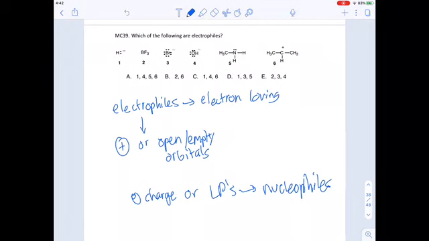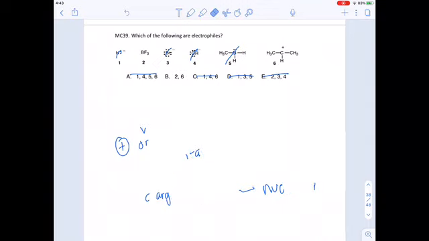pairs are nucleophiles. So with that in mind, we can eliminate 1, 3, 4, and 5 because these all have lone pairs, and 1, 3, 4 have negative charges. So these are not going to be your electrophiles. Now, number 6 has a plus charge, so you know that that's going to be one of your electrophiles. So you can eliminate any of the answer choices without 6 in it. And you can eliminate anything with 1, 3, 4, or 5 in it.